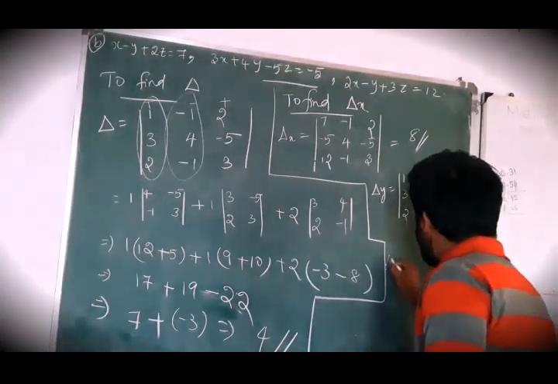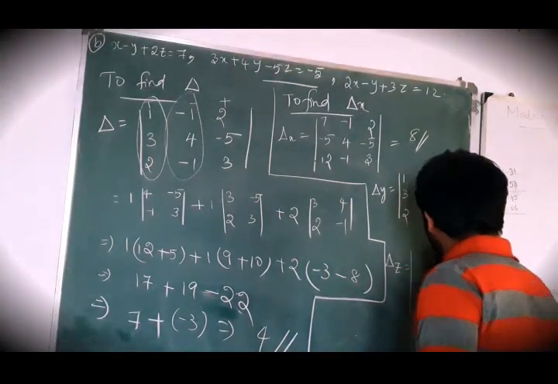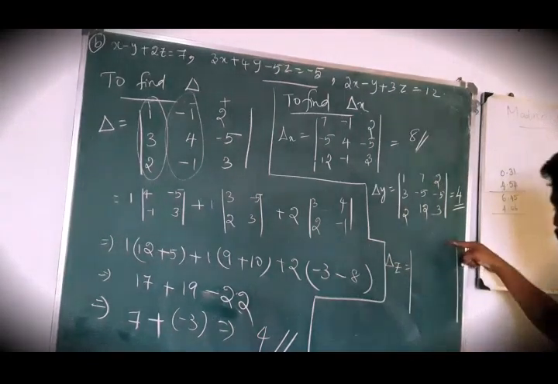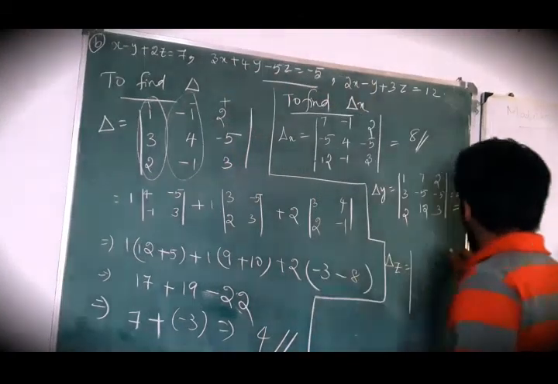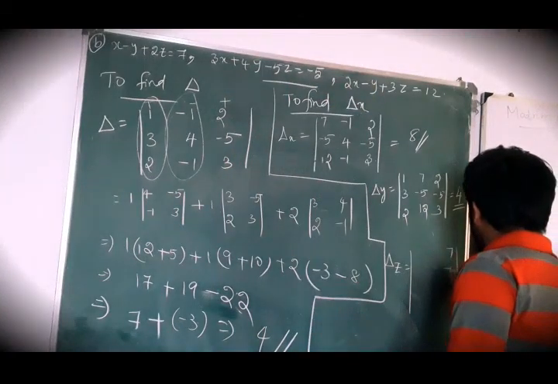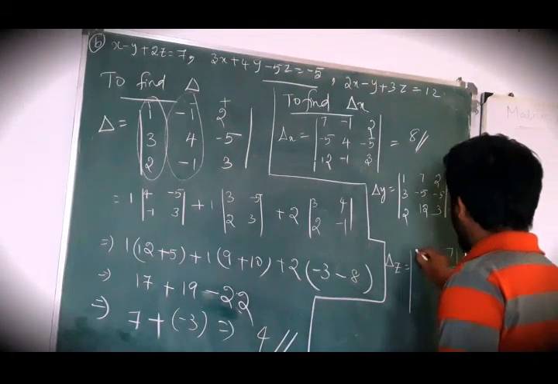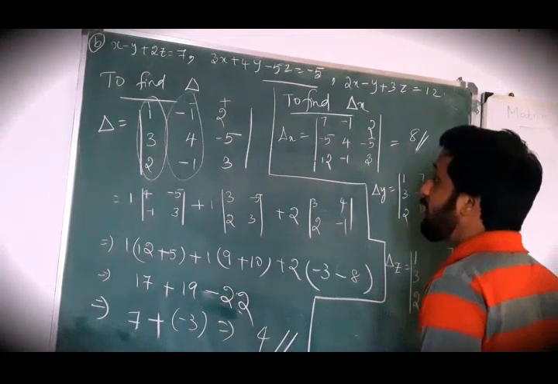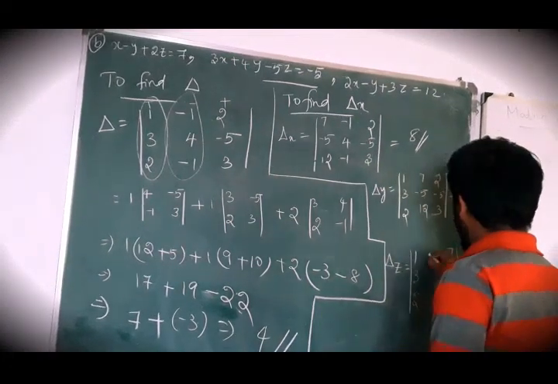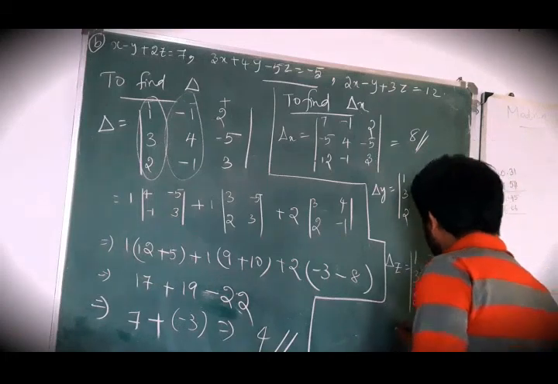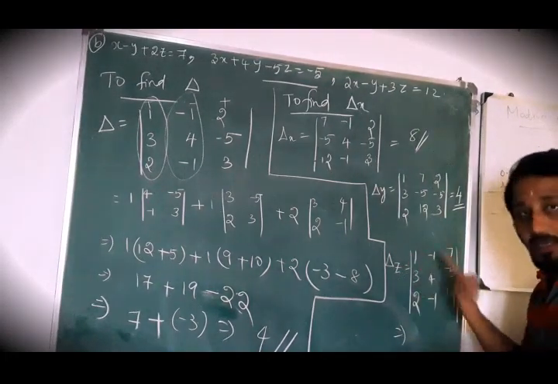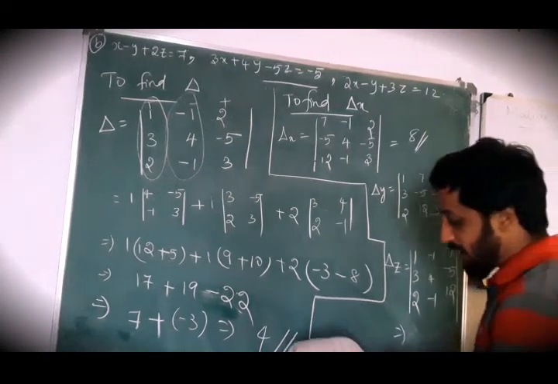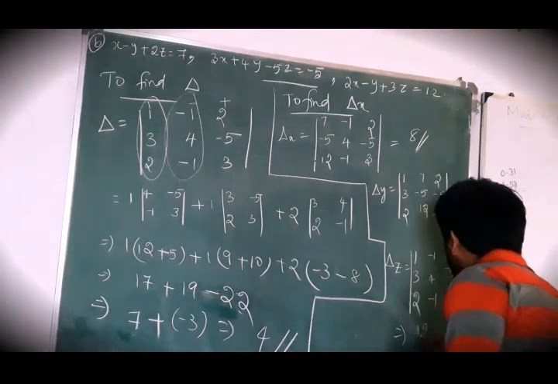So delta z is equal to the determinant. In place of the z coefficient, I have to replace d1, d2, d3. That is 7, minus 5, 12, remaining as it is: 1, 3, 2, minus 1, 4, minus 1, minus 1, 4, minus 1. So after expanding delta z with respect to the first row, alternating plus minus, you will get the value delta z is nothing but 12.